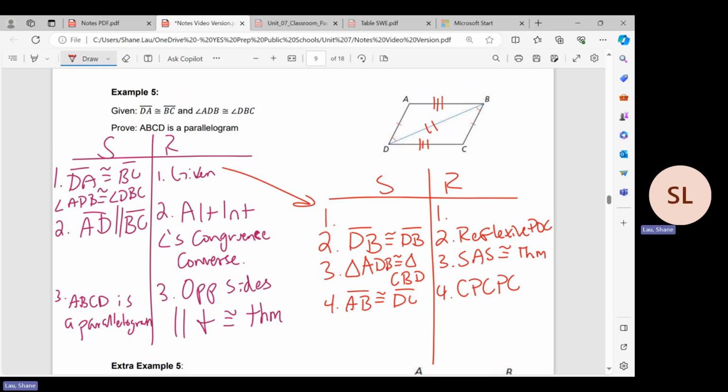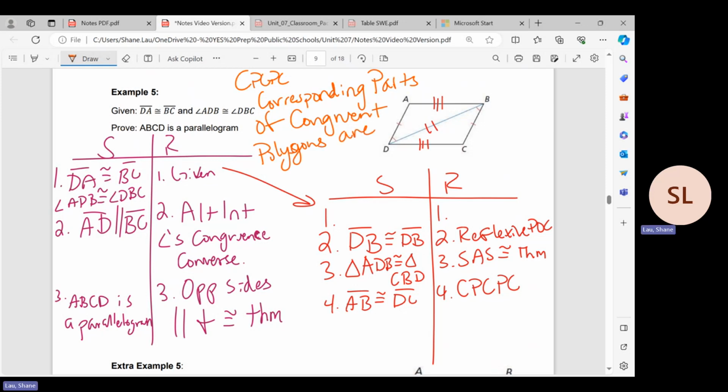Just to make sure you understand that, CPCTC, I'm going to write up here: corresponding parts of congruent polygons are congruent. Okay. Now that we have that understanding, definitely would write that in your notes probably.